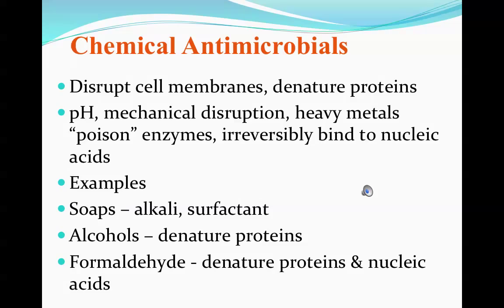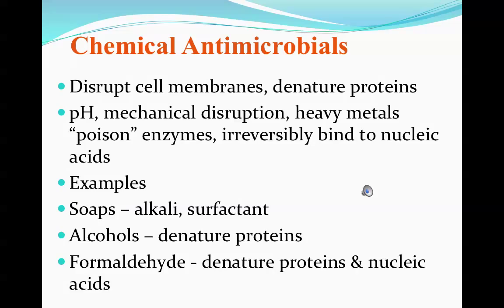By altering the pH, mechanically disrupting the surface of the cell, again, we can control growth, we can inhibit the function of various chemicals, metabolites. Remember, pH can affect protein function, enzyme function. Mechanically disrupting simply means we're tearing it apart. Heavy metals act like poisons. They bind irreversibly, oftentimes, to key enzymes.